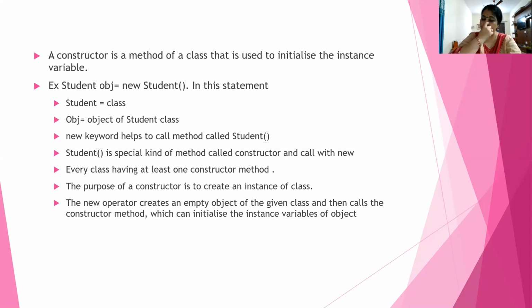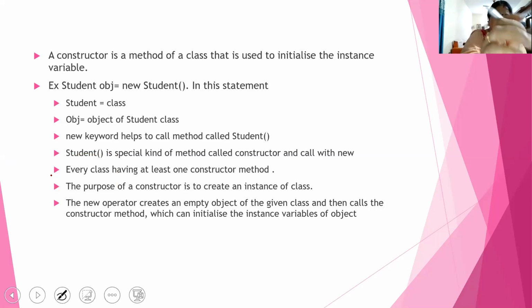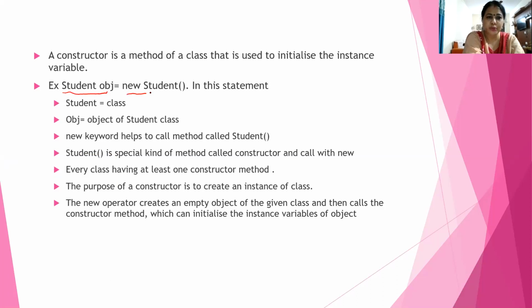Now look at the line in the example: Student obj = new Student. Here, what is obj? The object we are going to create, of which class? The Student class. By which keyword? The new keyword. This is the syntax you have already used in your programs. Unknowingly you are using the constructor here. Student is the class, obj is the object of the Student class.